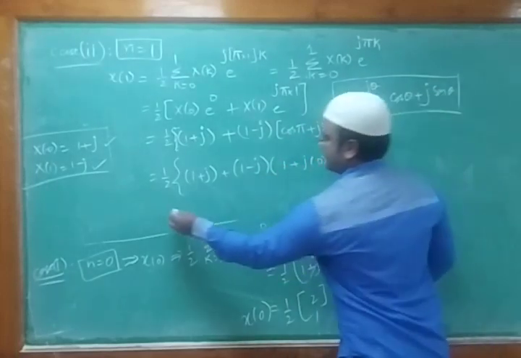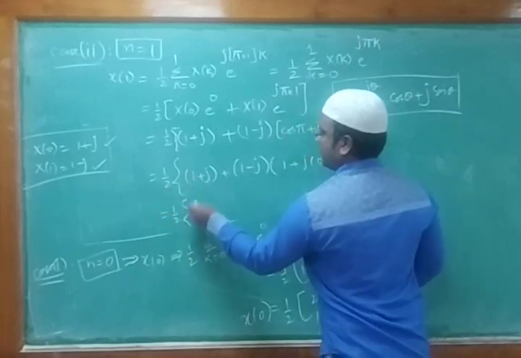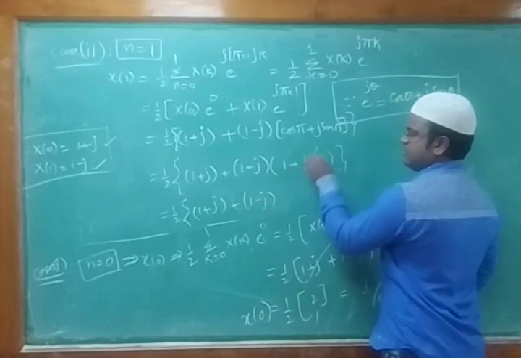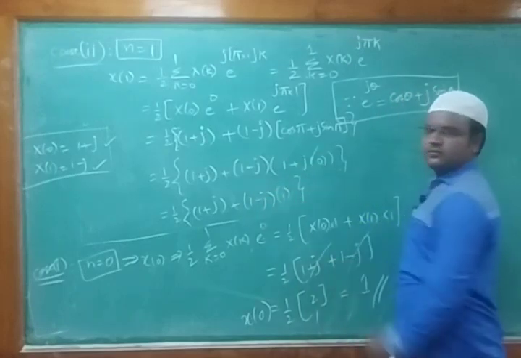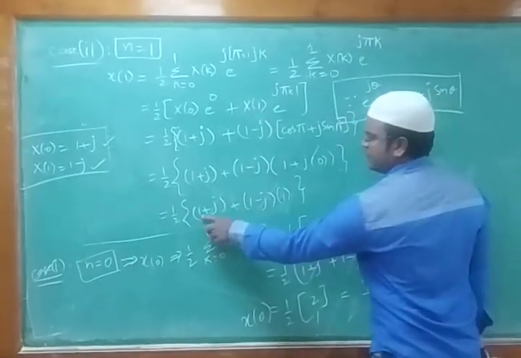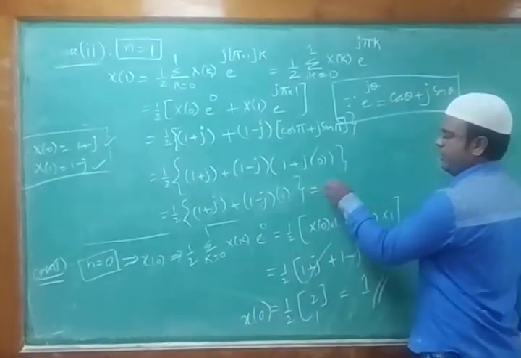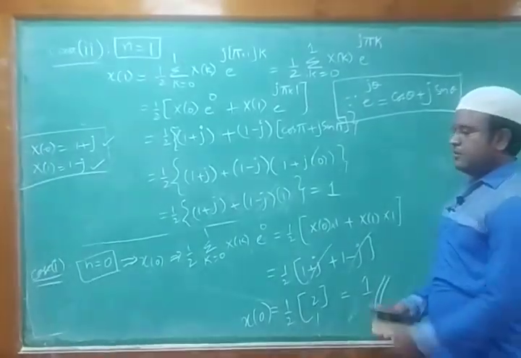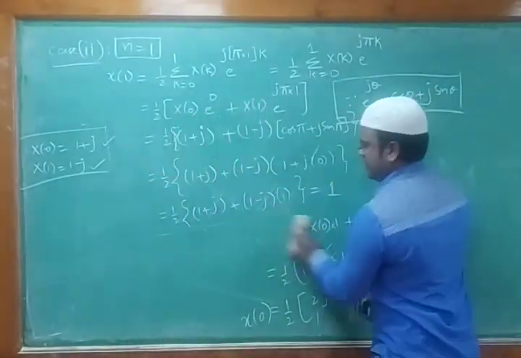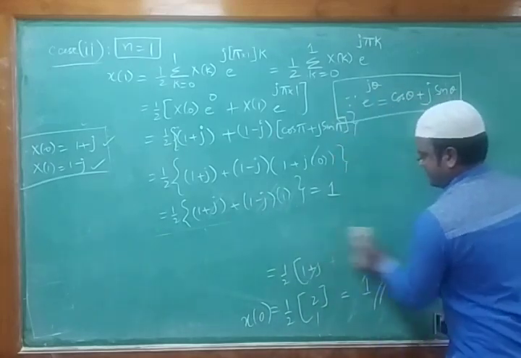So substitute the same thing. So 1 by 2, 1 plus j into 1 minus j into this is 0. Anyhow we'll get 1. So what will I write? This plus j and minus j get cancelled. Again you get 1 plus 1 is 2. So 2 by 2, again you get 1. So we found the n is equal to 0 case and the n is equal to 1 case. Both the values we found for this.